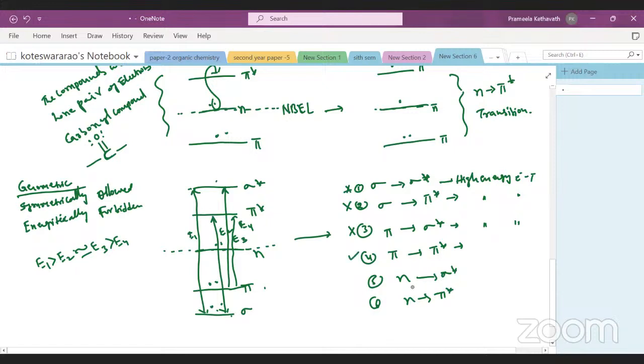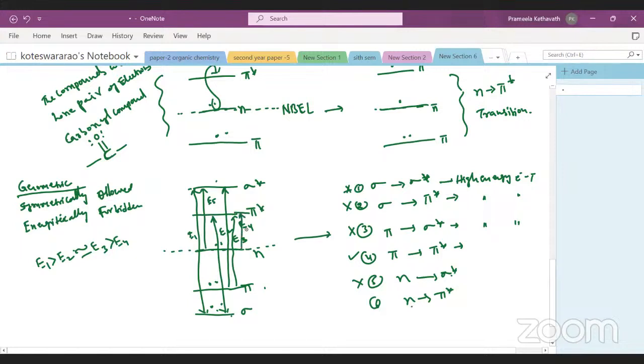Next, n to sigma star. This has almost the energy E4, equal to E5, somewhat lesser, but symmetrically forbidden. Due to that reason, it is not an allowed transition. Next, the last one, n to pi star. When you come to this here.